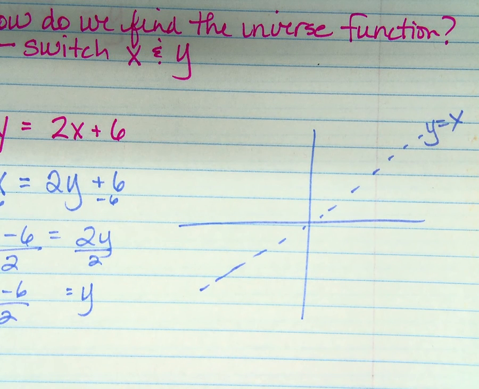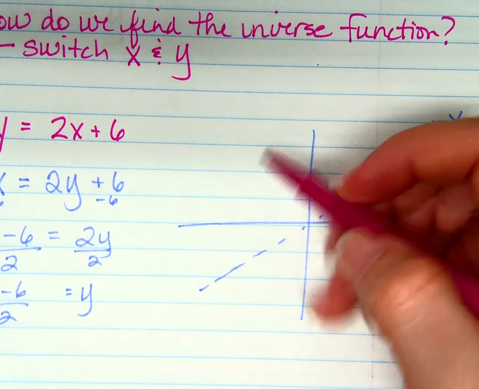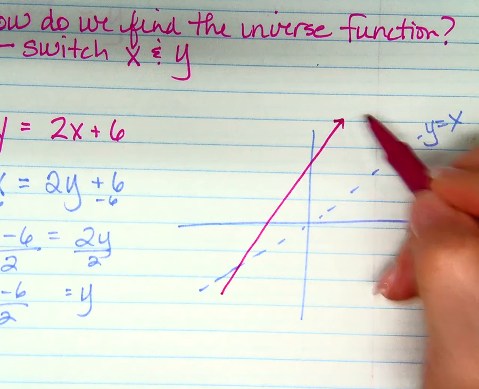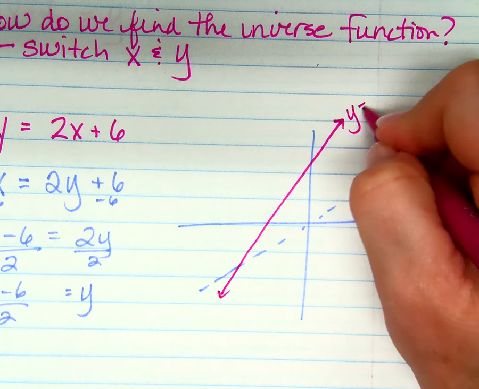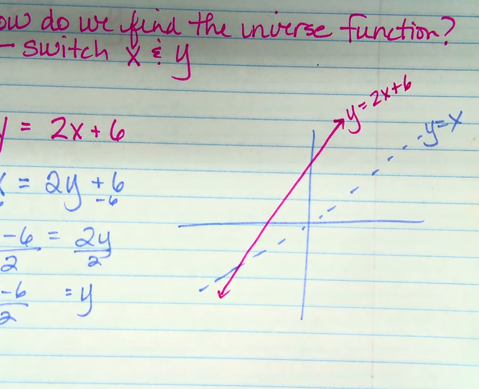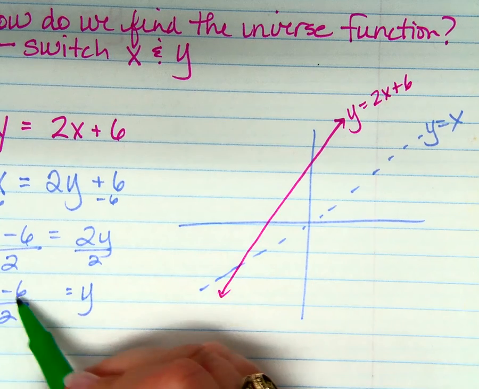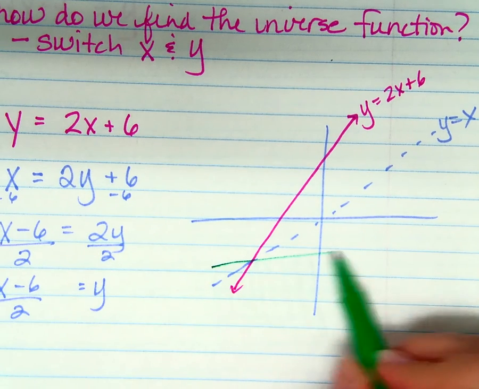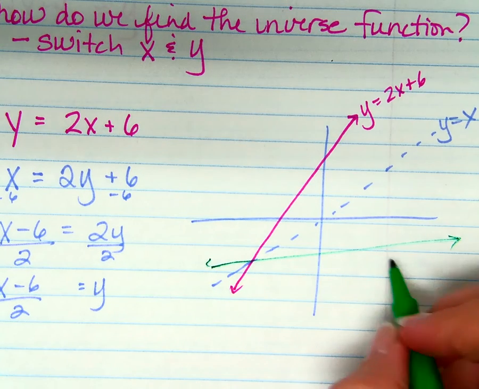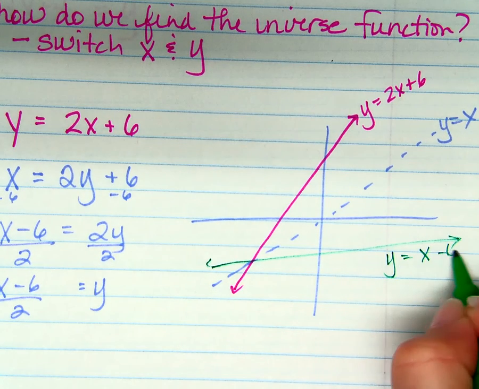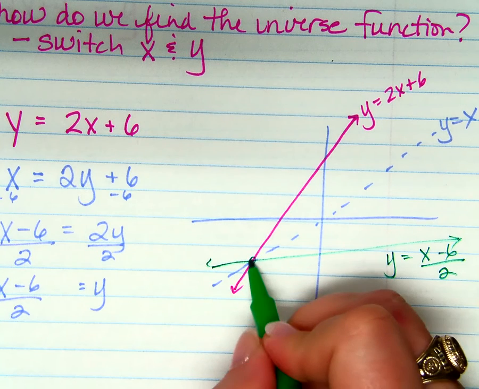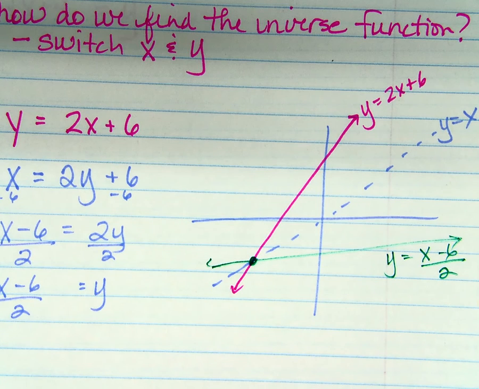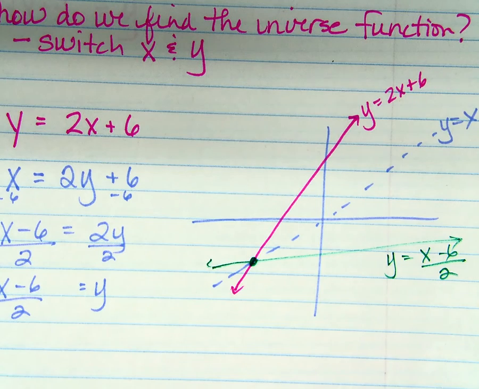And then I have this line, y equals 2x plus 6, and that's like right here. And then I have this other line right here, and it goes like this. Y equals x minus 6 over 2. They meet right along the line y equals x. Okay? Any questions about that?